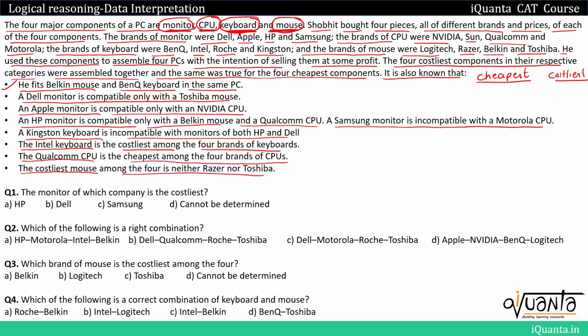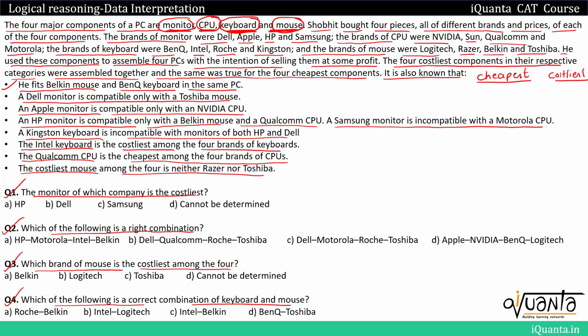Let us try to form a table. We'll try to put all the components into a particular PC. Let us first read the questions. The monitor of which company is the costliest? The monitor that occurs with the costliest component will be the costliest monitor. Second, which of the following is the right combination? So basically this is about telling the right combination. Third, which brand of mouse is the costliest among the four? So we'll try to solve this also. Fourth, which of the following is the correct combination of keyboard and mouse? So we'll try to see which keyboard and mouse come together.